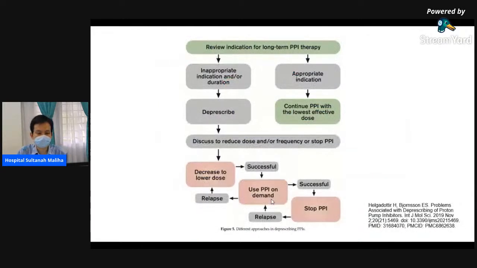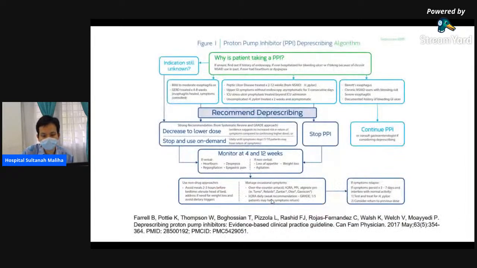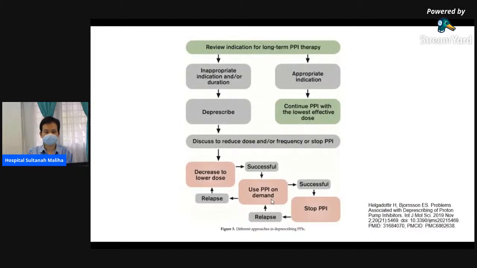Another study has also given very relevant recommendations. If the previous infographic is too complicated for you, then this is a simpler one. It's almost the same. You can de-prescribe, stop and use on demand, then you can look into it.